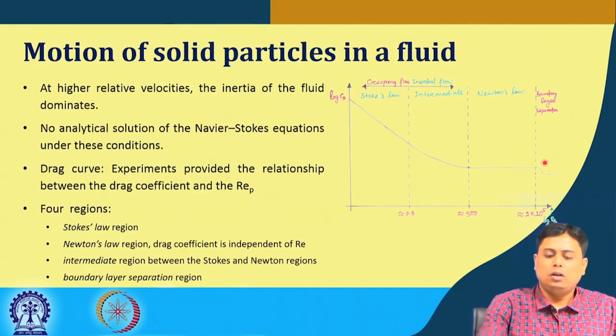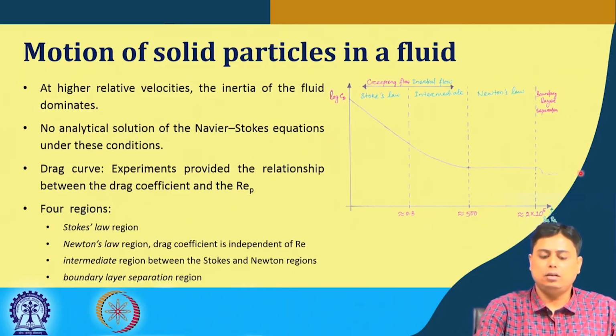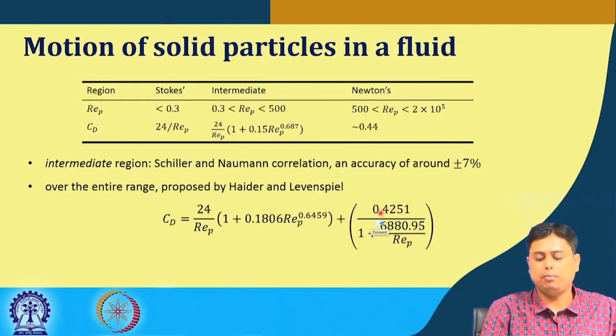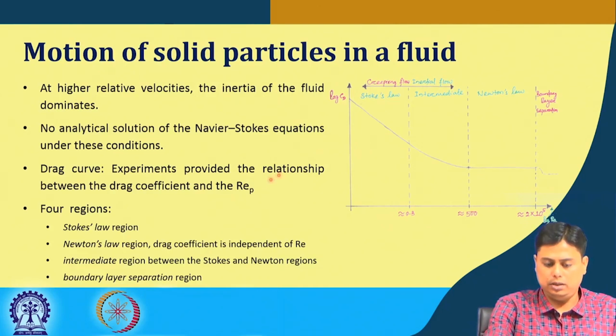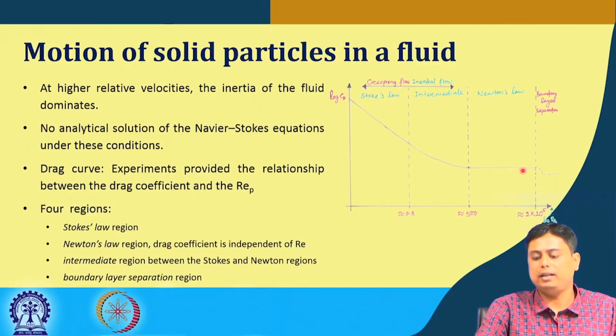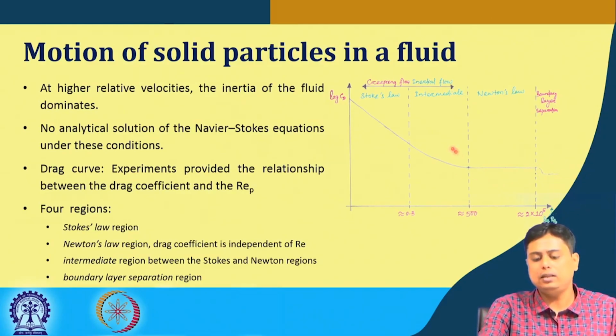Okay. So, if you remember this schematic, then it would be easier for you to understand that initially, for the low Reynolds number or the creeping flow region, this relation CD is equal to 24 by REP is valid. Then there is an intermediate portion, after that there is a flat portion where the CD is independent of RE, and then there is boundary layer separation. So, in these two regions the calculation of CD is a bit complicated.